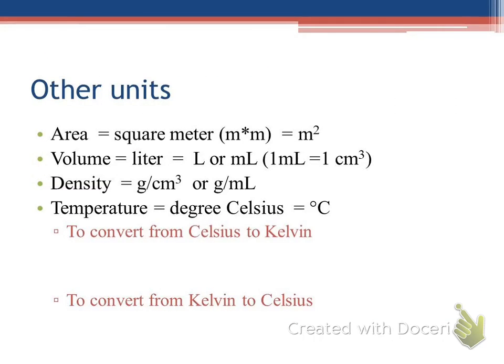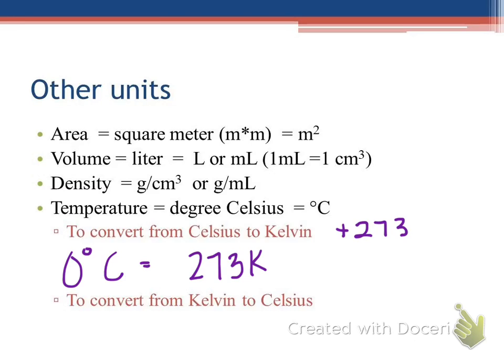Okay, so to convert from Celsius to Kelvin, all I'm going to do is add 273. Okay, so if I have 0 degrees Celsius, that means I have 273 Kelvin. That's all I do, I add 273. So that means if I want to go from Kelvin to Celsius, what should I do? Yeah, I subtract.